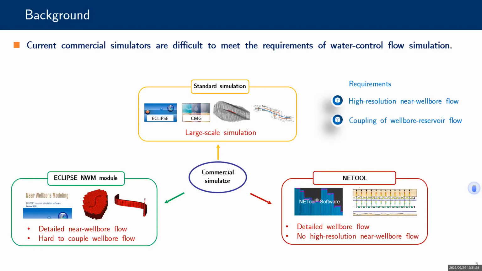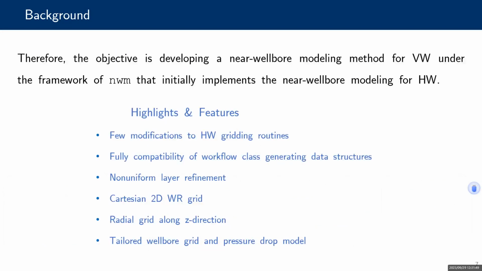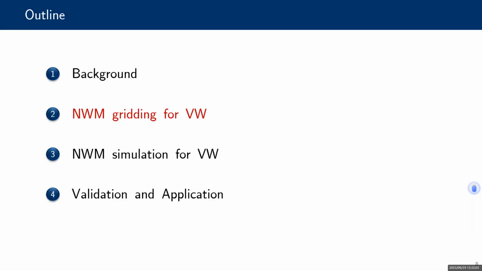no high-resolution near-wellbore flow. The MRST near-wellbore module provides a flexible and scalable framework for hybrid gridding and simulation of horizontal wells. It uses 4 kinds of grid, from large to small, to realize near-wellbore characterization of horizontal wells. But the model for vertical wells is absent. So the objective is to develop a near-wellbore modeling method for vertical wells under the framework of the near-wellbore model that initially implements near-wellbore modeling for horizontal wells.